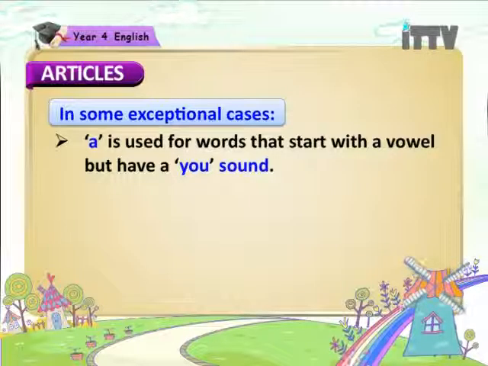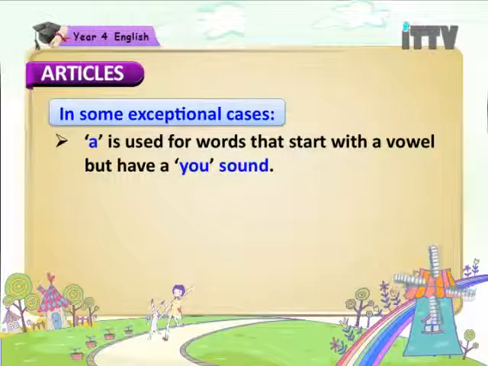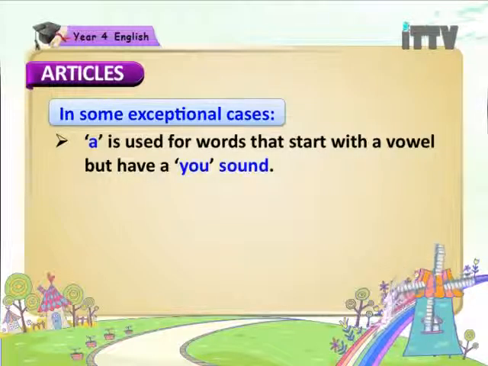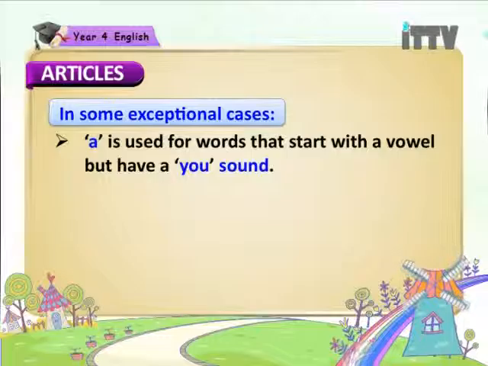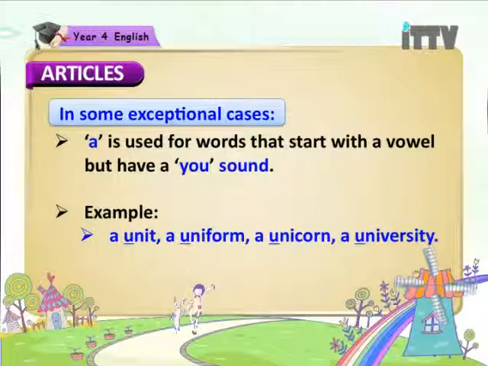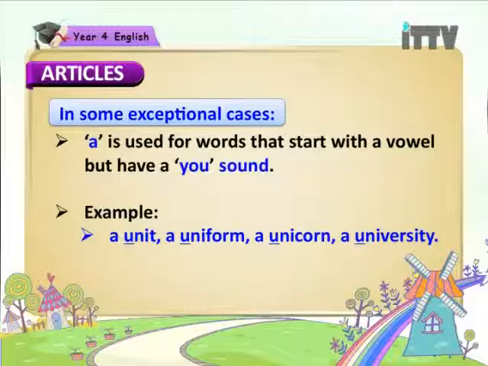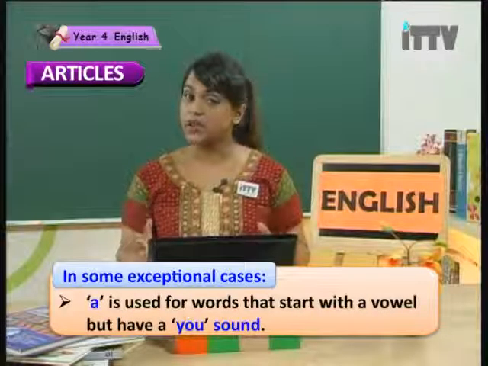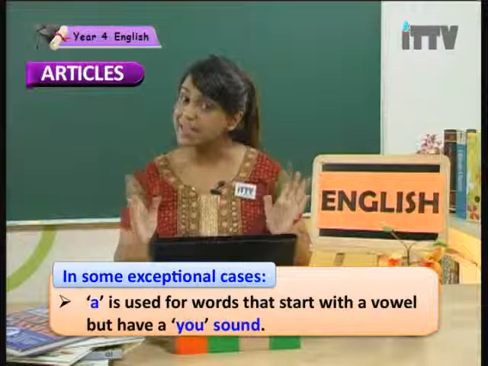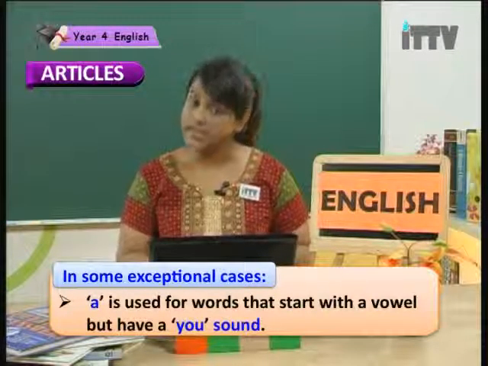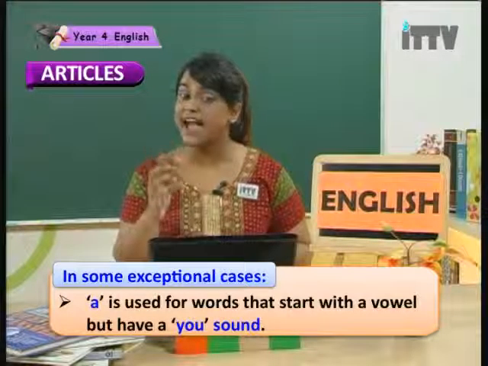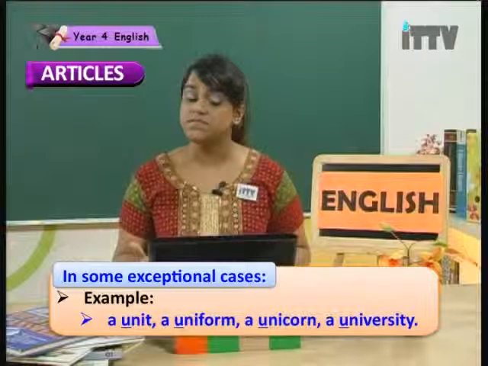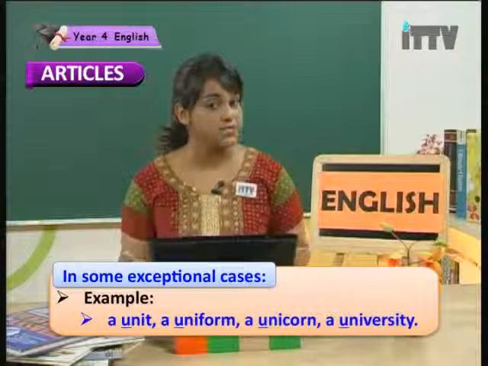In some exceptional cases, a is used for words that start with a vowel but have a U sound. For example, a unit, a uniform, a unicorn, a university. So there you go. Sometimes, in exceptional cases, you can use a for words that have a U sound.